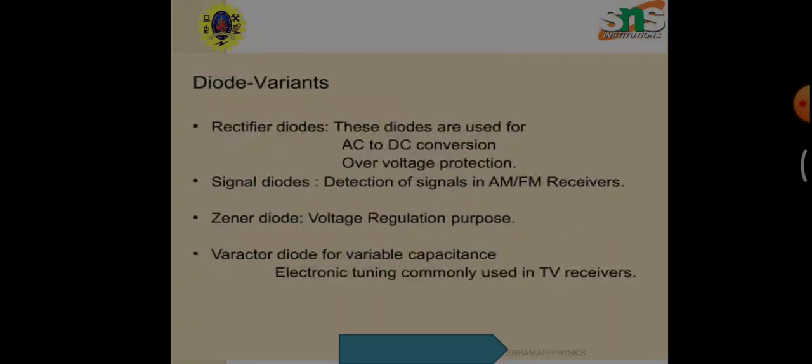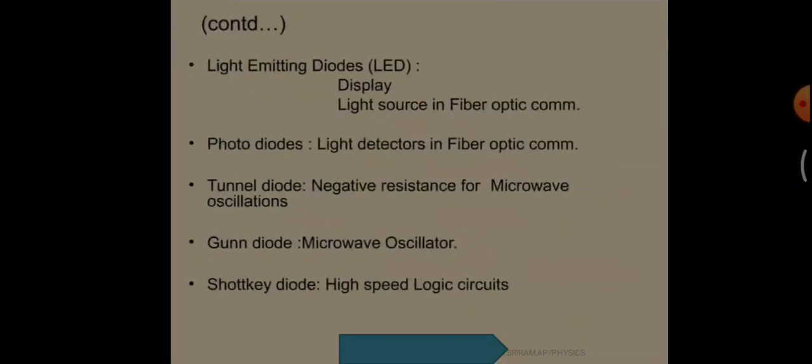And these are diode variants: rectifier diodes, signal diodes, Zener diodes, and varactor diodes. Rectifier diodes are used for AC to DC conversion and over voltage protection. Signal diodes are used for detecting signals in AM or FM receivers. Zener diodes are used for voltage regulation purposes, and the varactor diode is for variable capacitance, electronic tuning, commonly used in TV receivers.